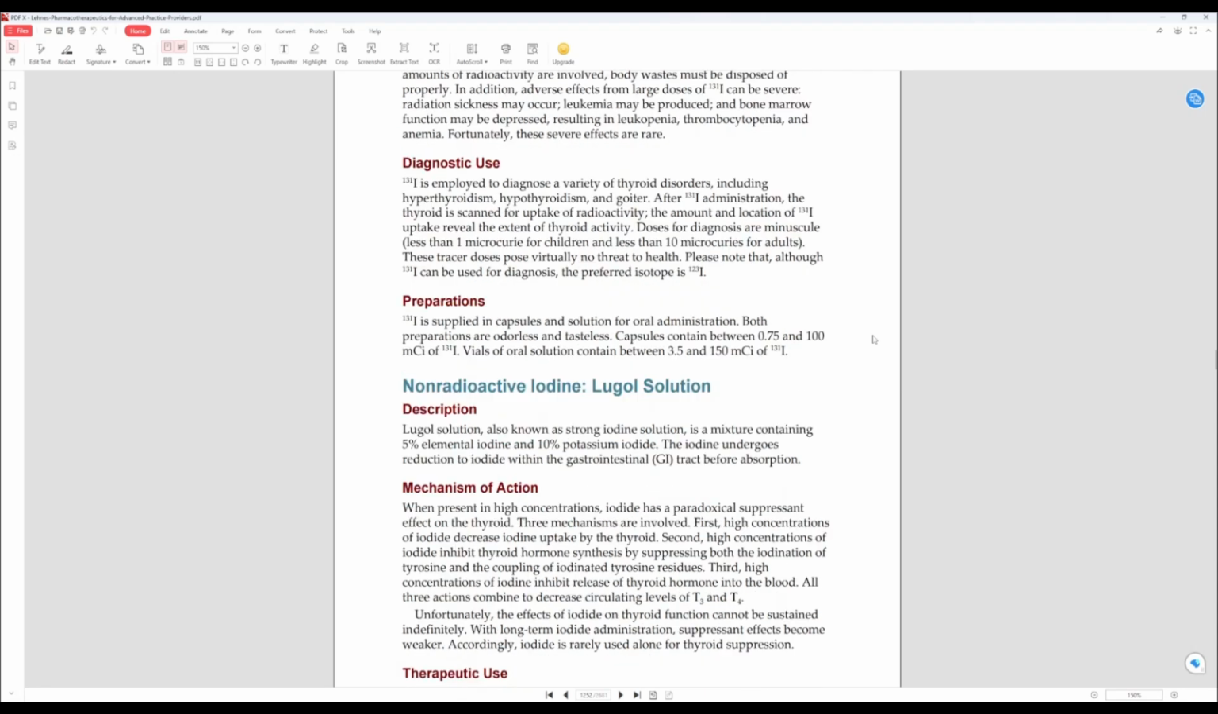It can be used for diagnostic use. Iodine 131 can be employed to diagnose a variety of thyroid disorders, including hyperthyroidism, hypothyroidism, and goiter. After iodine 131 administration, the thyroid is scanned for uptake of radioactivity. The amount and location of iodine 131 uptake reveals the extent of thyroid activity.